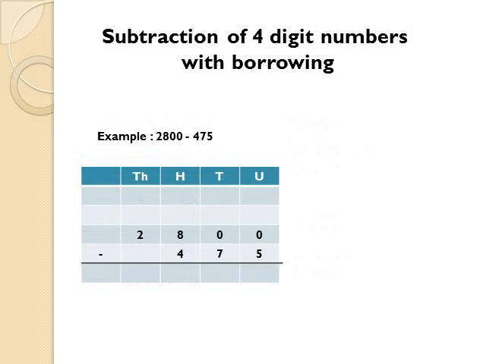Now study this example carefully. 2800 minus 475. Arrange the digits in place value chart and see the digits in units place. We cannot subtract 5 from 0. So we have to borrow from tens place. But tens place has 0. So tens place has to borrow from hundreds place.